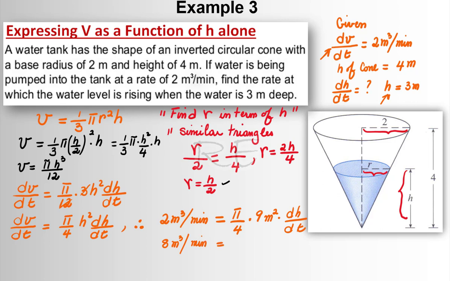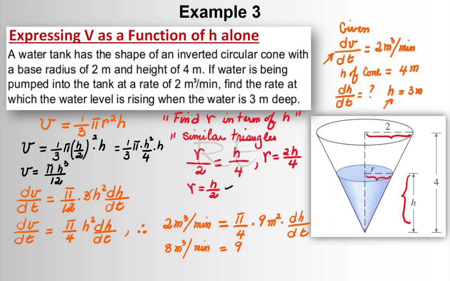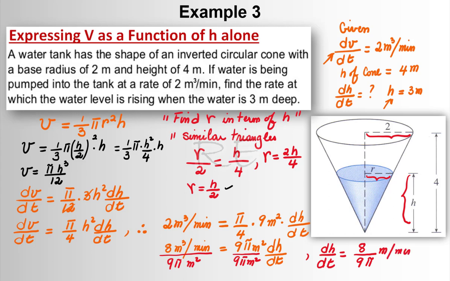We multiply both sides by 4: 8 m³ per minute is equal to 9 pi m² times dh/dt. Then we're going to divide both sides by 9 pi m². And our final answer is dh/dt is equal to 8 over 9 pi, multiplied by meters per minute.